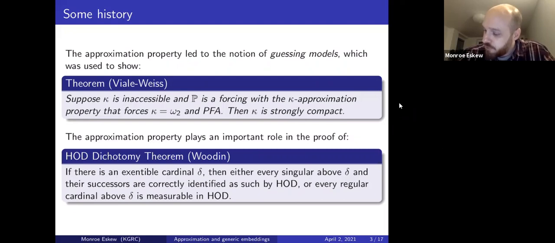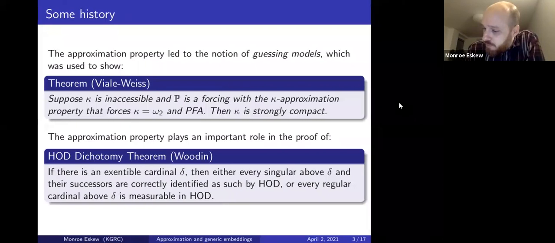Okay, and then if you read the proof of Woodin's HOD dichotomy theorem, you'll see that the approximation property is also playing an important role. So remember, this is a theorem that says, a fairly recent result in the last decade or so, if there's an extendable cardinal delta, then either every singular cardinal above delta is singular in HOD and their successors are correctly identified as such by HOD, or every regular cardinal above delta is measurable in HOD. Of course, this is a very hot topic.